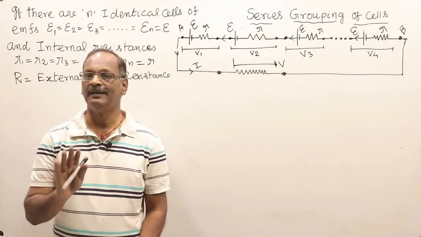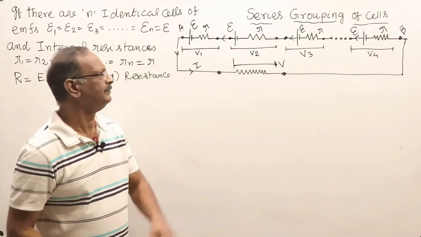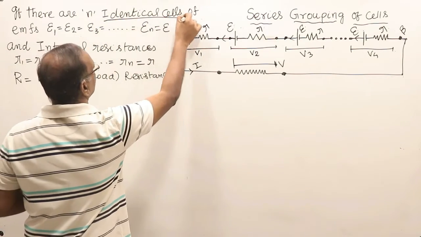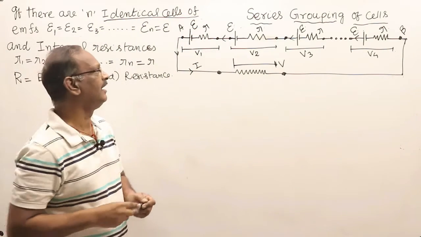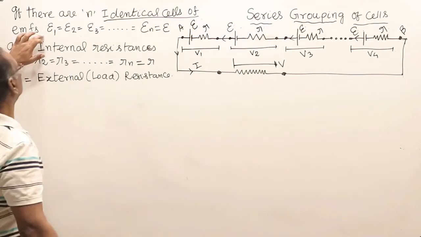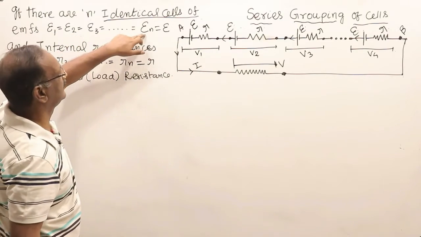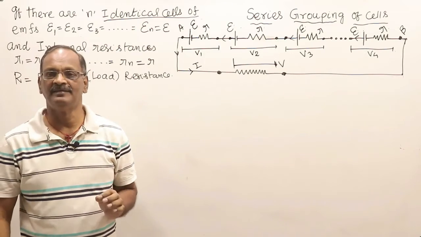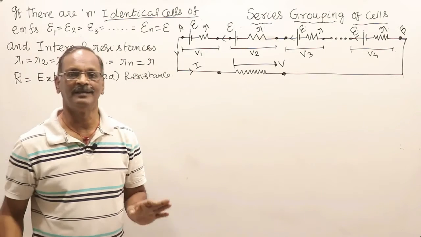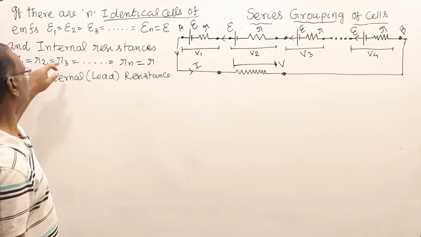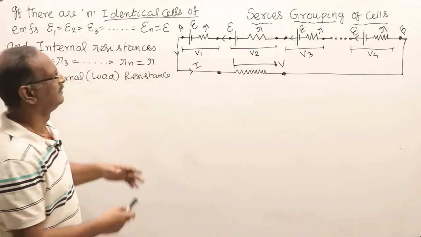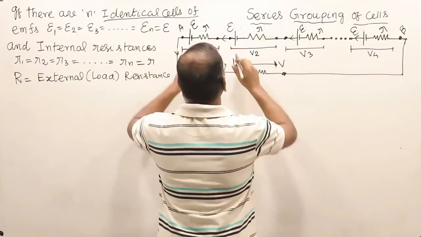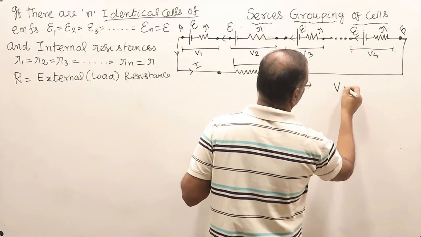Suppose n identical cells are connected in series. Identical cells mean all have the same EMF: E1 is equal to E2 is equal to E3 is equal to En, all equal to epsilon. That is, all have the same EMF and the same internal resistance: R1 is equal to R2 is equal to R3 is equal to r. In this case, what is the terminal potential?